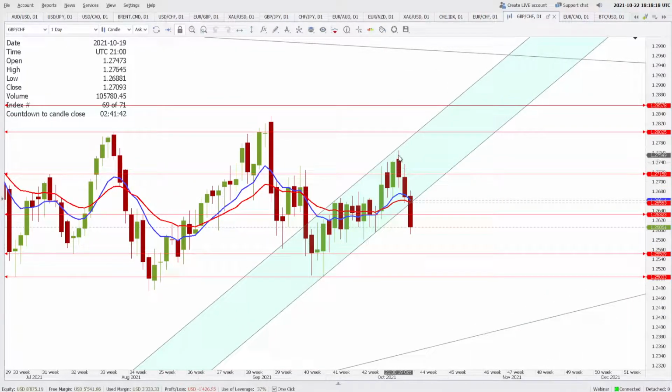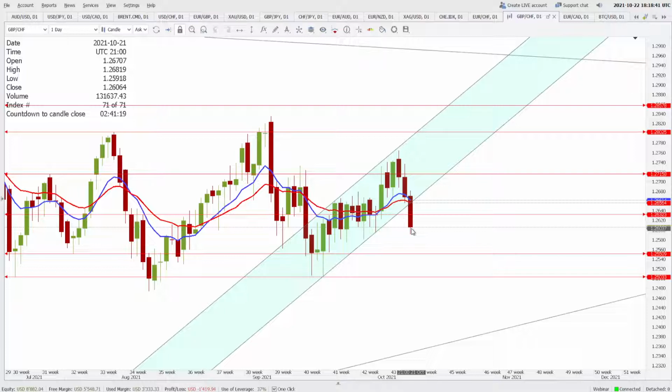GBP CHF has done a wrong thing with me. I have shorted it at 1.2700 levels, but it got my stop loss hit and then it has started moving in my direction. Maybe my stop loss was not good enough, but let's not talk about my position. But yes, here now the price is trading below 1.2632, which we were expecting to act as a support.